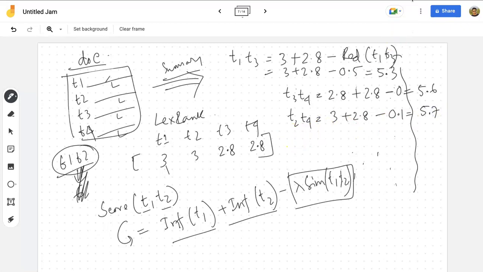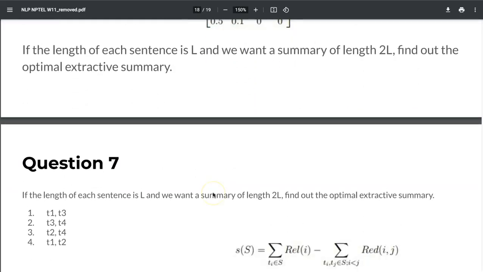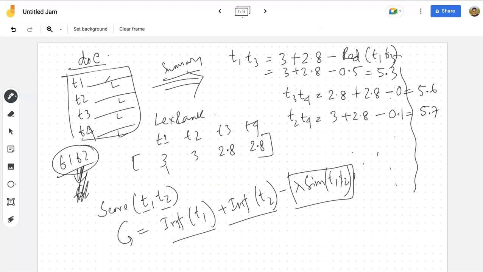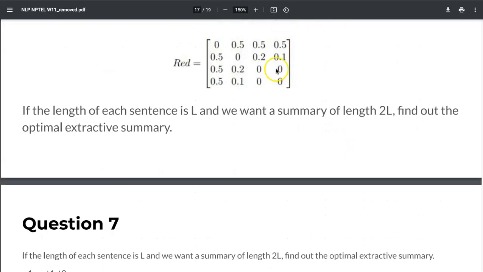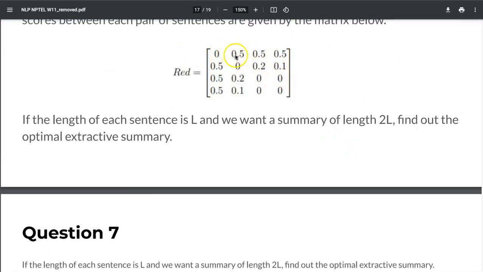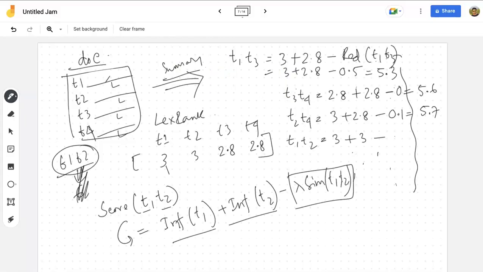Similarly, what is the last option? The last option is T1, T2. What is the score of T1? 3, plus T2 is also 3, minus the redundancy between T1 and T2. What is the redundancy between T1 and T2? First row, second column, 0.5. So 6 minus 0.5, that is 5.5.